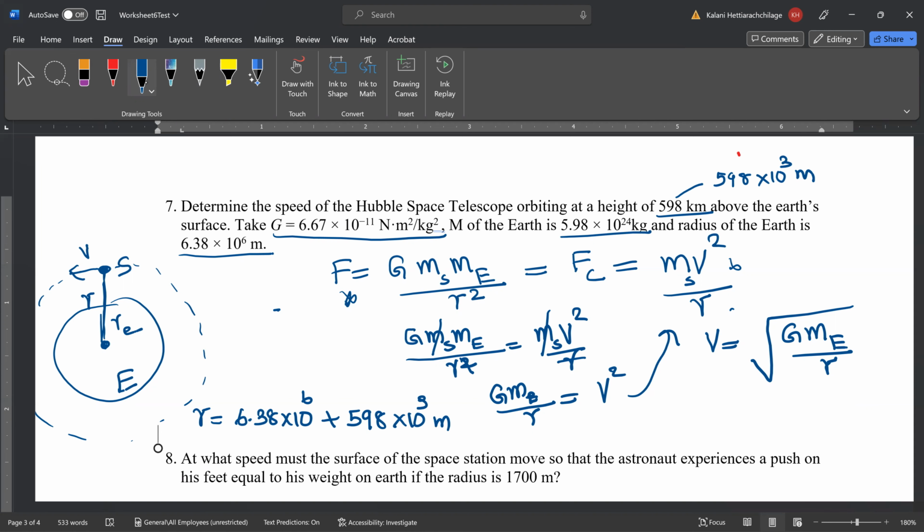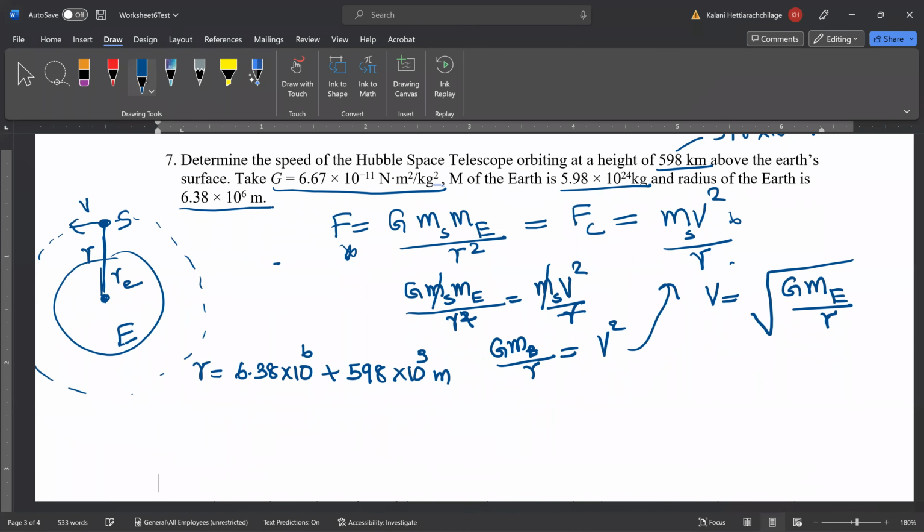Okay, I think you can plug in the values. I'm going to make a little more space in here. G is definitely given, mass is given. You can add it by using the calculator, then it will be easy to get. Your R is around, I get 6.978 times 10 to the power 6 meters.